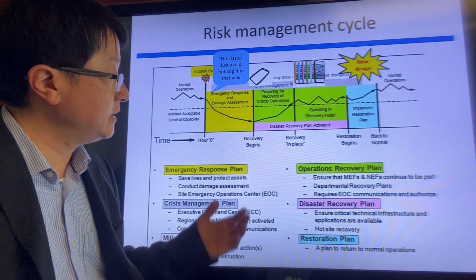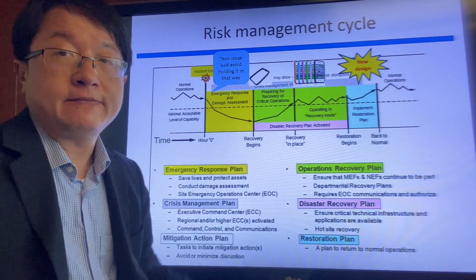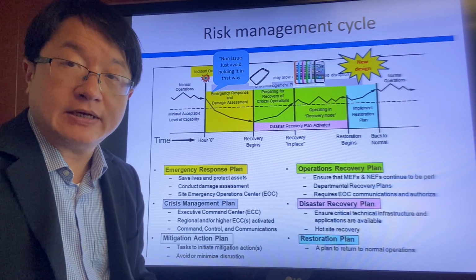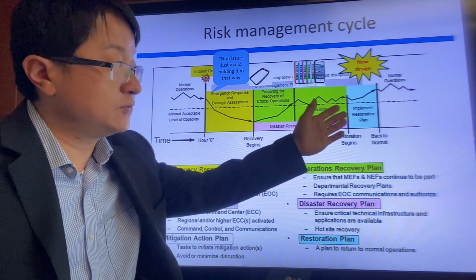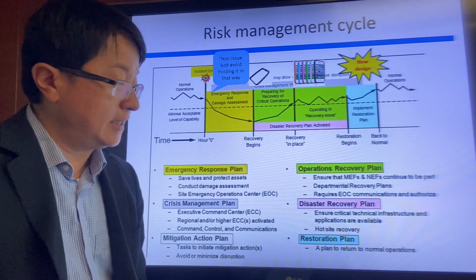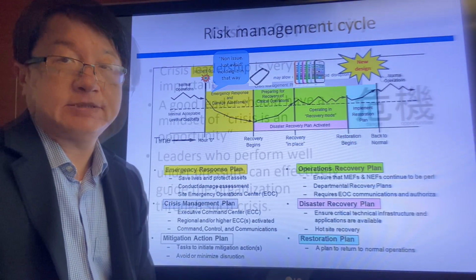And more importantly is this green part, which is the operational recovery plan. You need to think of a real and solid solution that can solve the problem. And afterwards, you also need a restoration plan that can help to return to a normal phase.